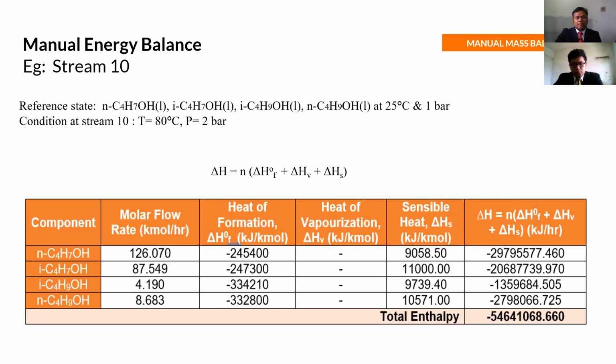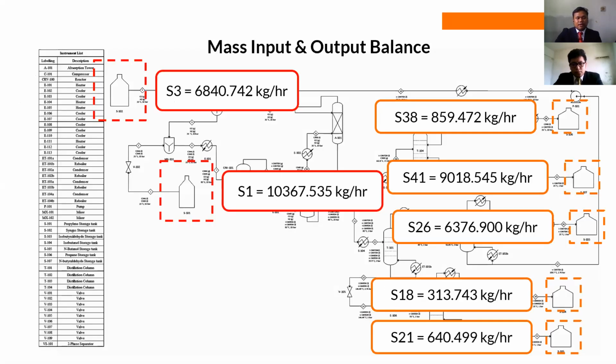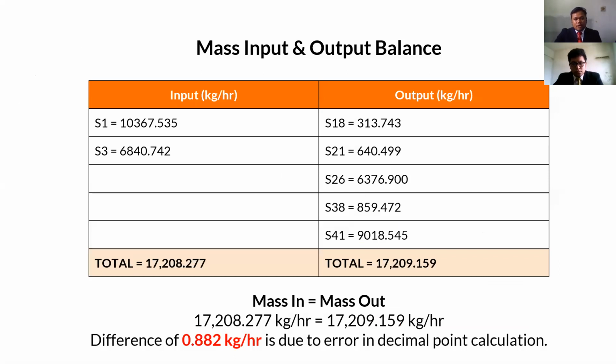This is the overall mass balance. The red color represents the mass in, which is our propylene and syngas, and the orange color represents the mass out, which is the isobutylaldehyde, butylaldehyde, isobutanol, and propane. Based on the table, the total mass in is almost the same as the total mass out. The difference is only 0.882 kilograms per hour. It is because of errors in decimal points in our calculation.